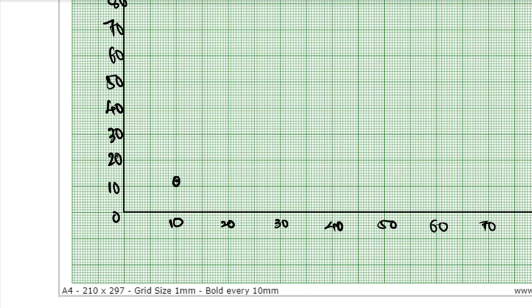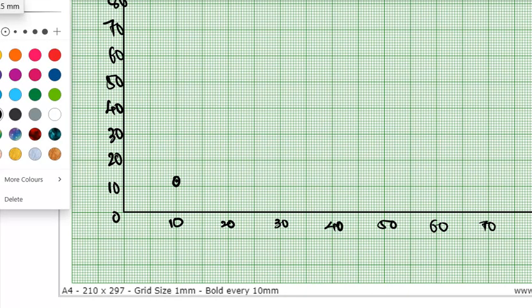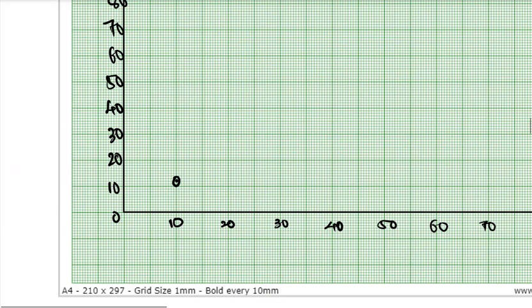I will just make my pen a little thinner so that the line is fine, right? And let me do it all over again. This looks very shabby. 10, 12.